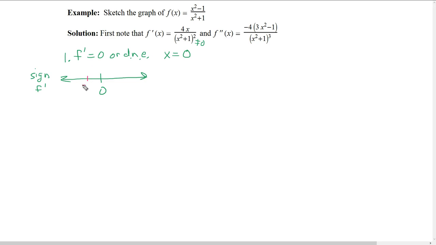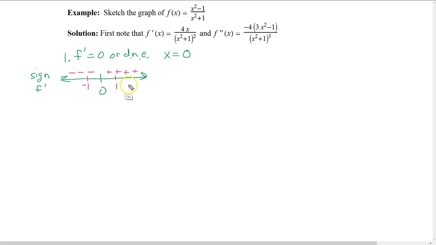And just pick some simple test values like -1 and 1. Putting these two test values into our derivative here, if we put -1 in for x, we're going to get a negative number divided by a positive number. Notice that the denominator is always positive because of the square right here. So we don't have to worry about that. It's the numerator that's going to determine the sign of f prime. So putting -1 in here, we get a negative number back. Putting +1 in for x, we get a positive number back.